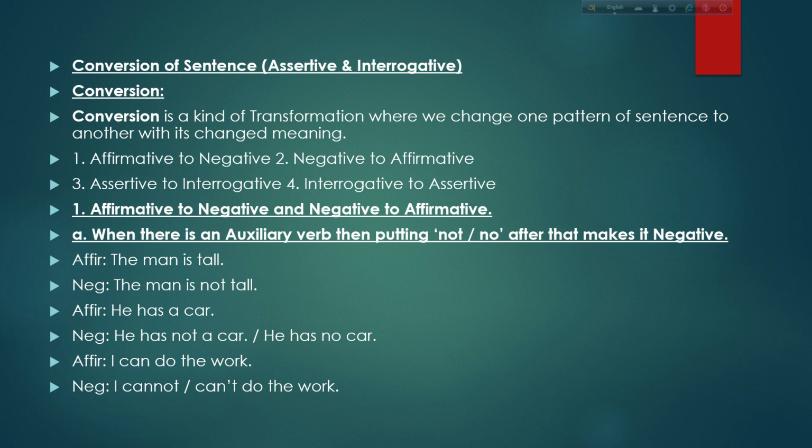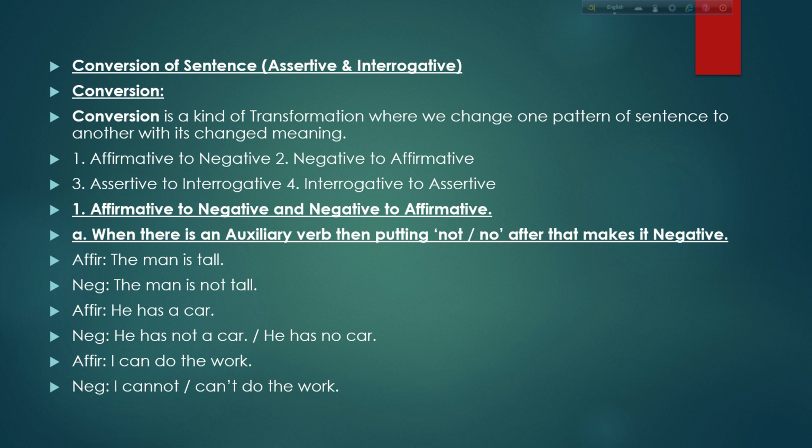Now the conversion of sentences. Conversion is a kind of, we will discuss assertive and interrogative only. Conversion is a kind of transformation where we change one pattern of sentence to another with its changed meaning. We'll discuss here affirmative to negative and negative to affirmative, affirmative to interrogative and interrogative to affirmative. For affirmative to negative and negative to affirmative, there are 3 rules.